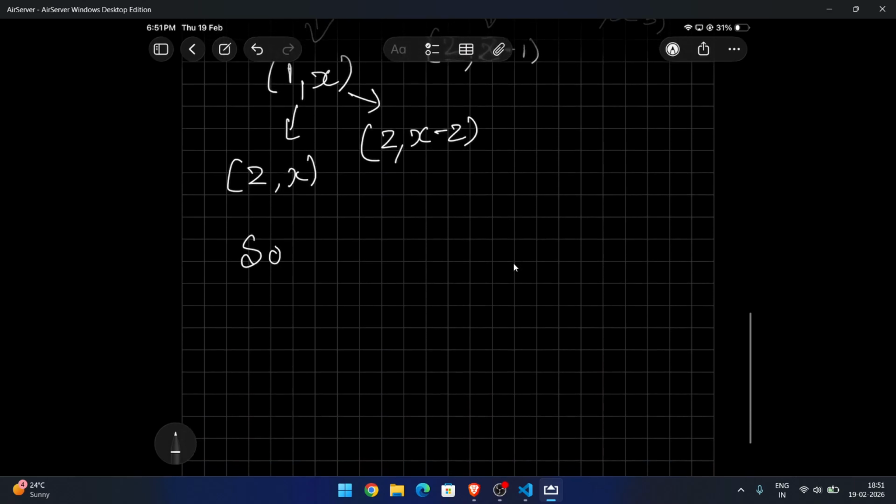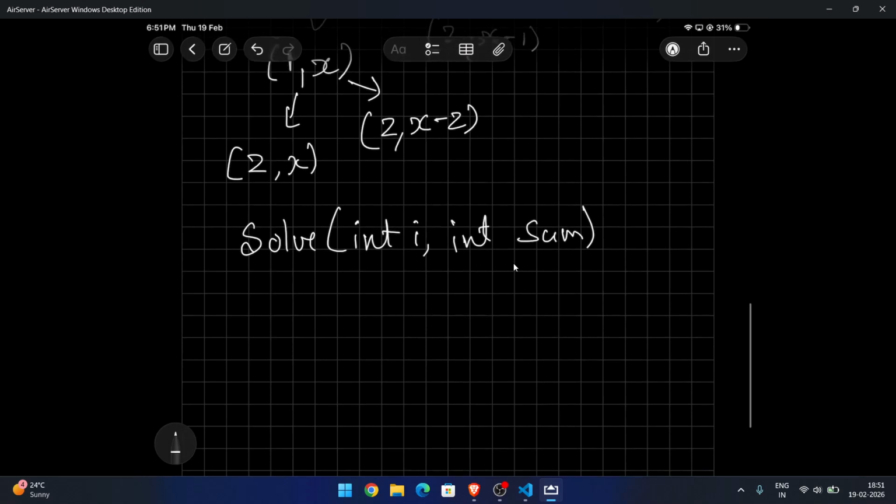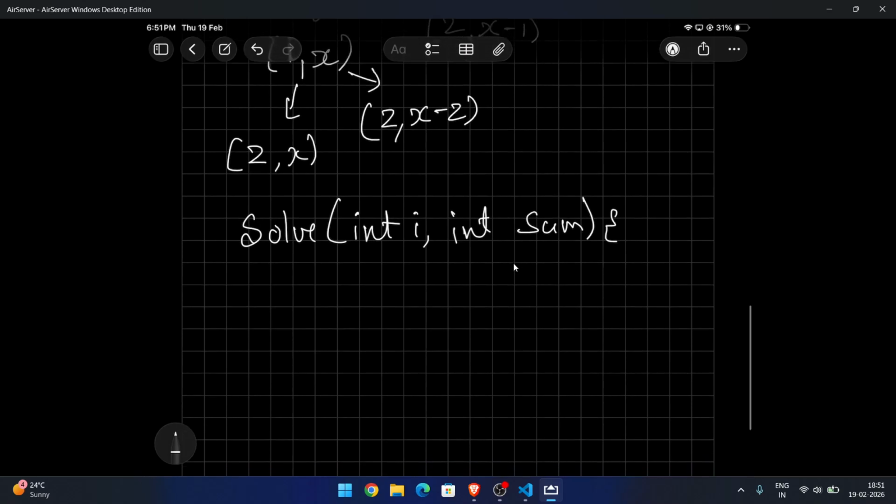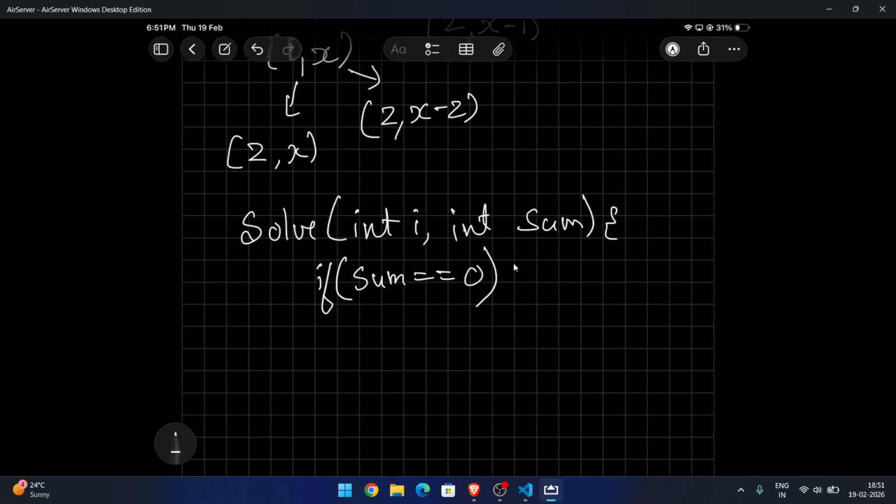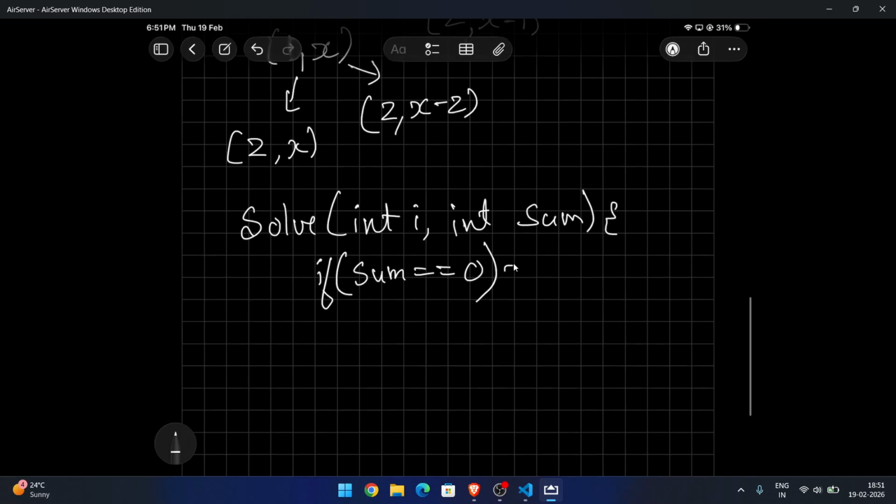So let's write what we have to solve. We have to solve for the current index i and the required sum. So what would be our base condition? The base condition would be, if at any point the sum becomes 0, that is, we have already formed the sum, then we would return 1.